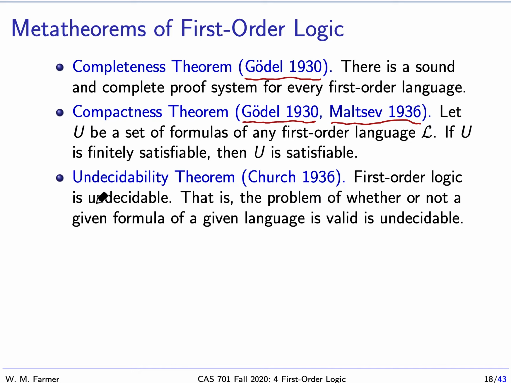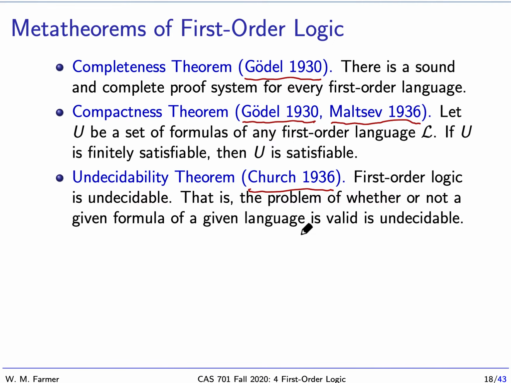And then there's the undecidability theorem, which Church proved in 1936. And this says first-order logic is undecidable. That means the problem of deciding whether a formula of a given language is valid cannot be solved with a computer.